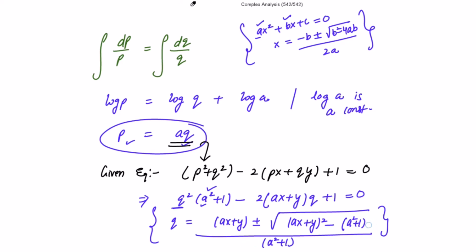We have here the two values of q, but I'm going to take the positive one. That is, I'm using the value of q to be the addition of the terms in the numerator. We must take the positive root of the quadratic equation, right?